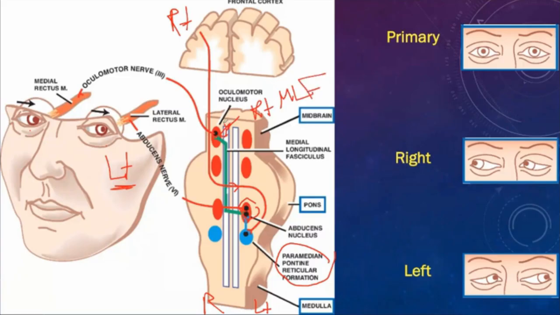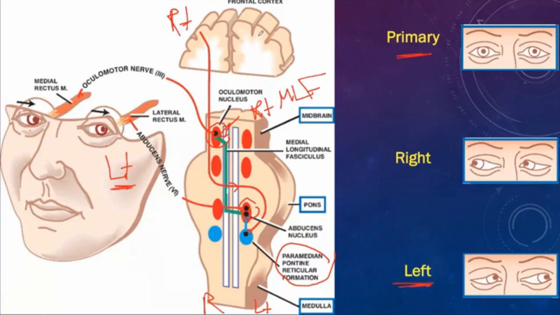It will supply the right oculomotor nucleus, which will give impulses through the oculomotor nerve to supply the right medial rectus, causing the right eye to look to the left. So, in order for a person to look to the left, this is the primary gaze pathway, and since this pathway is intact, the person can look to the left.